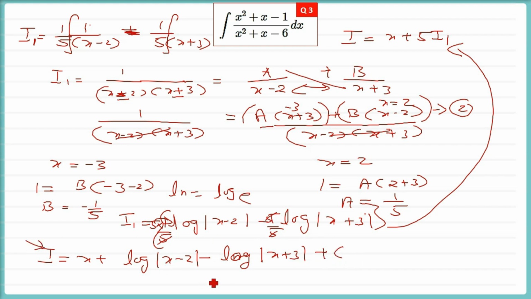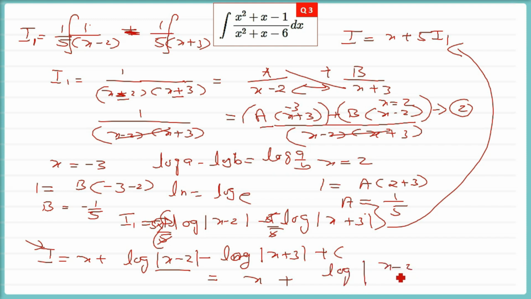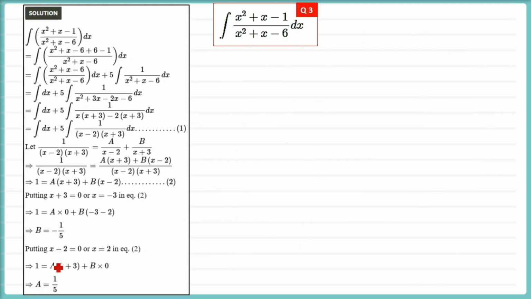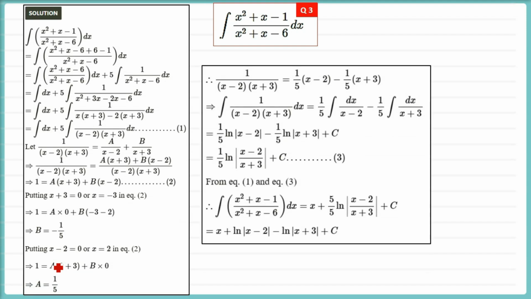This is your I. Now if you want to make it more simplified, you can write it as x plus log a minus log b, which is what? Log a by b. You already know that. So x plus log of (x minus 2) divided by (x plus 3) plus a constant of integration. So whichever you want to keep, you can keep it. So this is the result we were talking about. I hope it's clear to you now.